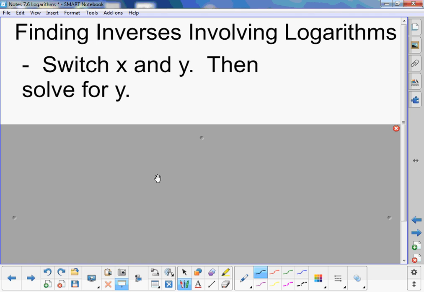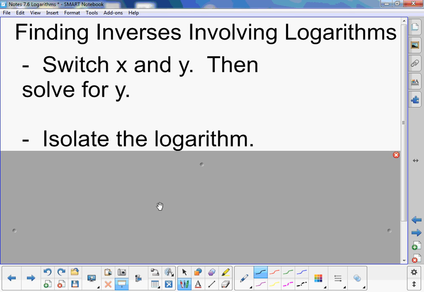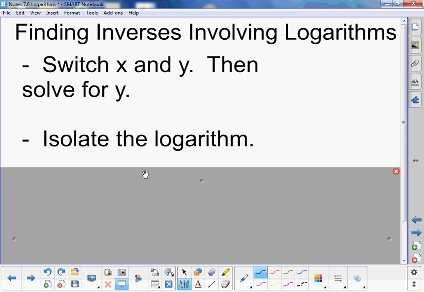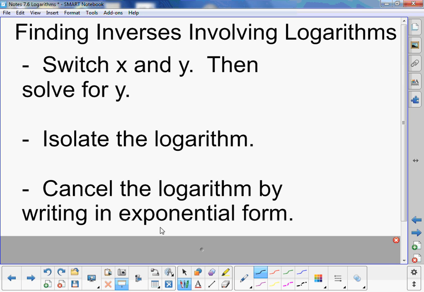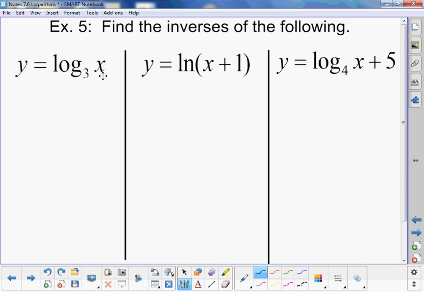Finding inverses, just a little recap: switch your x and your y, then solve for your y. Make sure that your logarithm is isolated before you do anything. Cancel the logarithm by writing in exponential form, so basically do the spiral. All right, so here we go. First off, switch your x and your y.